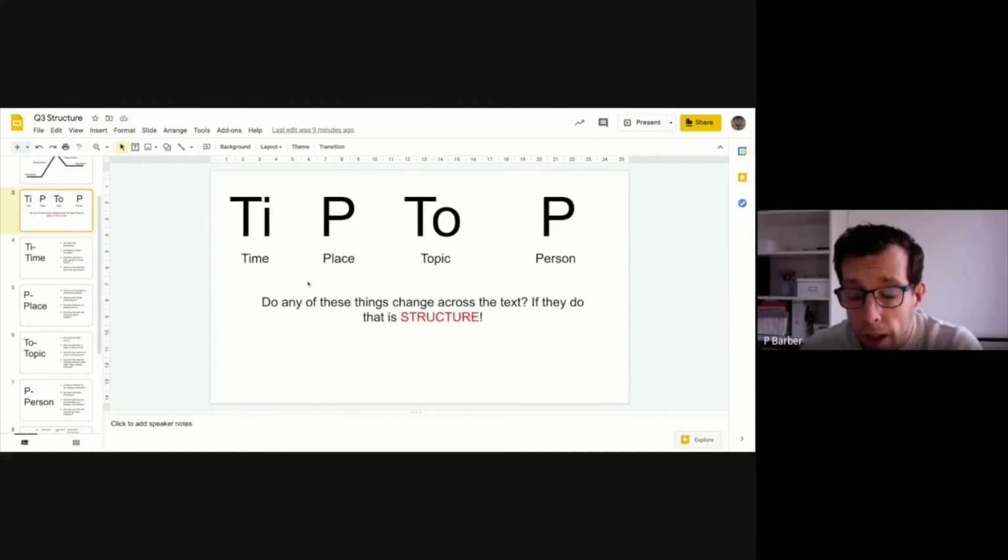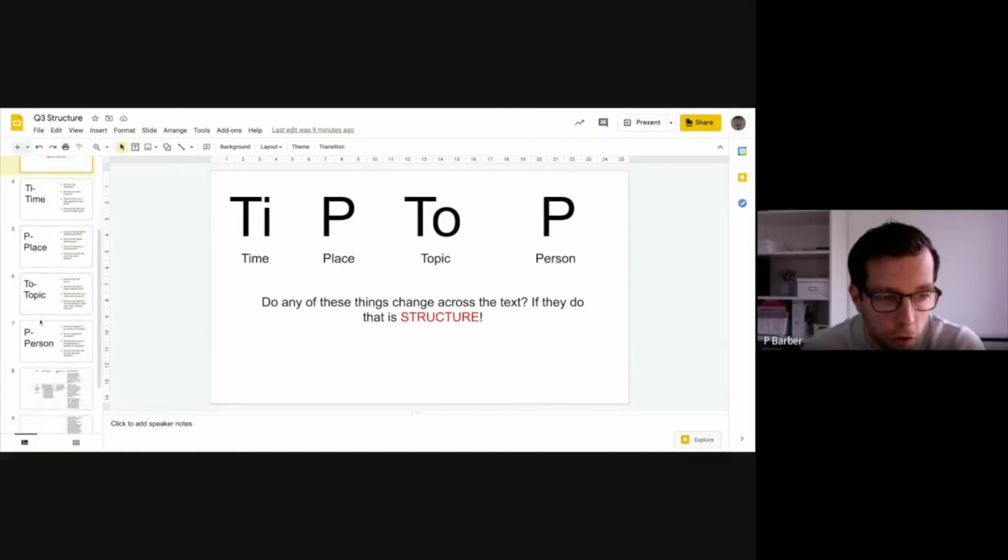So ultimately, what we have are a lot of questions we can ask ourselves. And as you read the extract, you should be thinking, are there changes in time? Are there changes in place? Are there changes in topic? And are there changes in person? And if they are, perfect. That's exactly the sort of thing you are looking for in question 3.